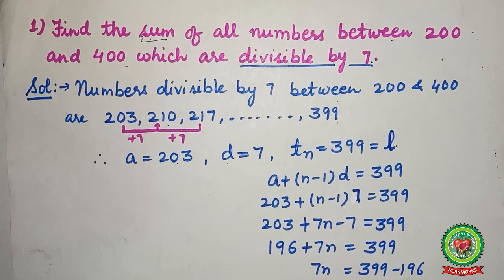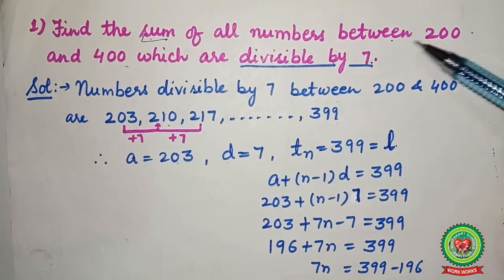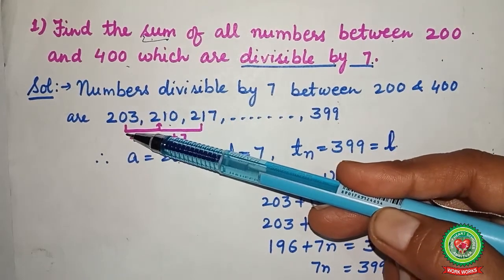Now we have to check firstly which numbers are divisible by 7. So first of all, check for 201. On dividing with 7, we will not get completely divisible. Similarly for 202, it is not divisible by 7. When you check with 203, it will become divisible. So, first number that is divisible by 7 and lies between 200 and 400 is 203.